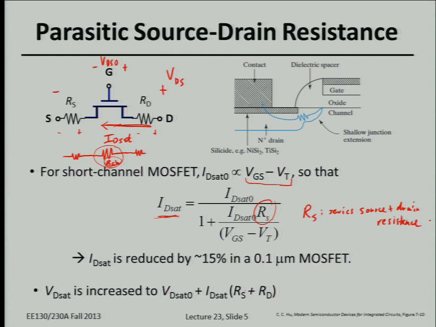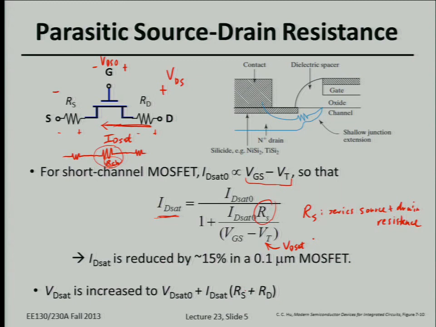So basically, there's going to be some total voltage drop across the source and drain resistances, and depending on how large that is compared to the VGS minus VT, this is kind of representing the VD sat. So the saturation current depends on the saturation voltage, which is directly proportional to VGS minus VT. So depending on how large this voltage drop is across the series resistances compared to the voltage dropped across the actual channel, that's going to tell you how much you degrade the on current by.